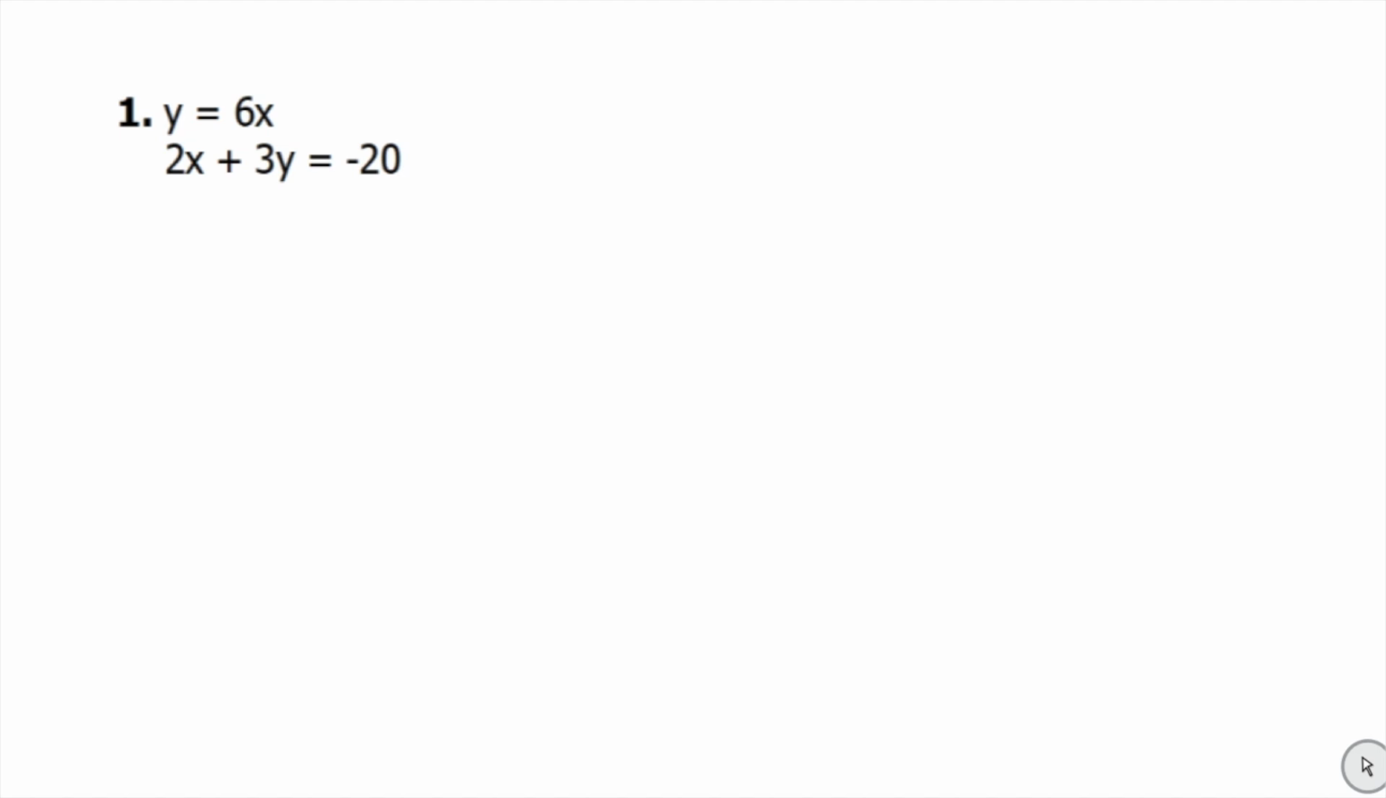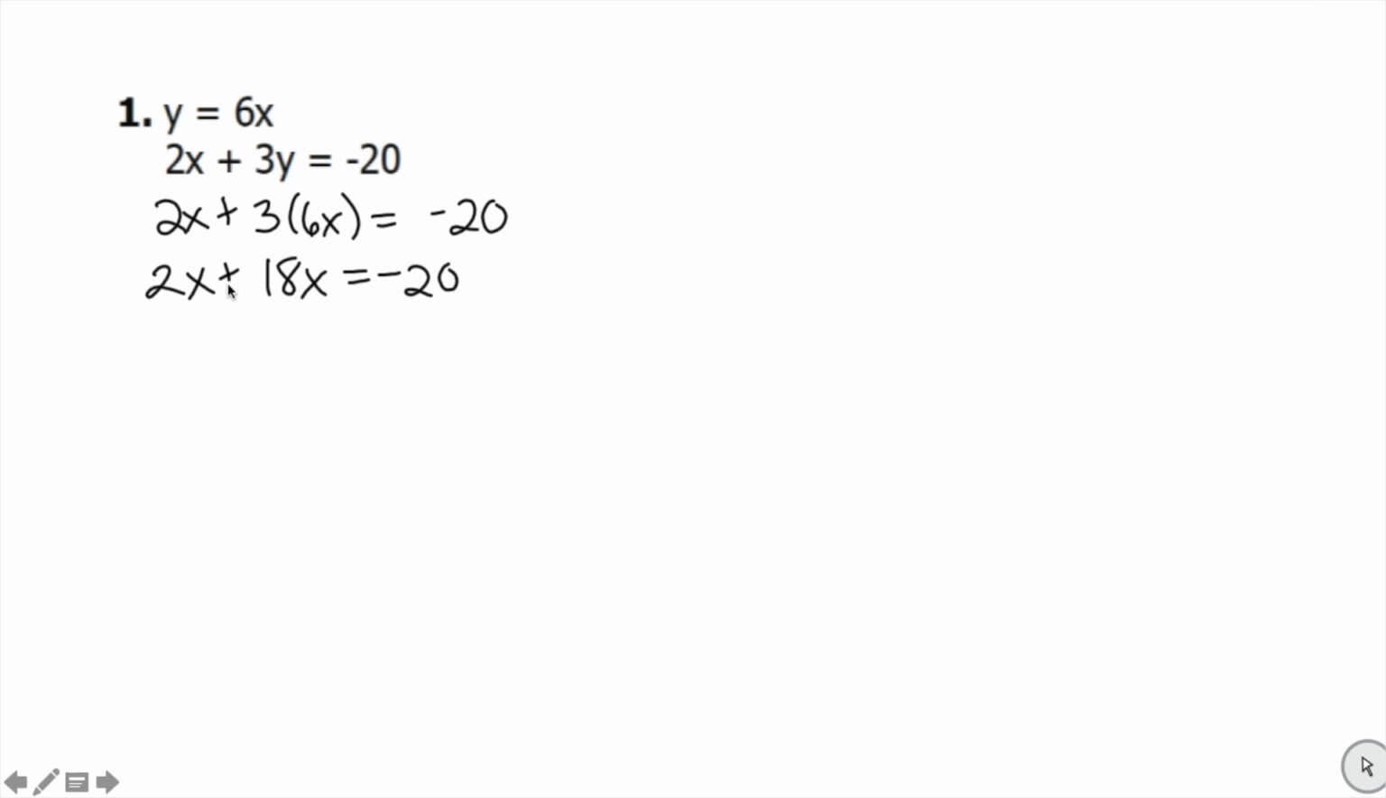Number one already has y equals 6x. So if you take 6x and instead of writing y, you just write 6x next to it, then you can solve for x because you've eliminated the y variable, since you already have what it equals up here. Then we distribute the 3 and get 18x, and bring down your 2x. So we have 2x plus 18x is 20x. And then if you divide by 20, you're left with x equals -1.